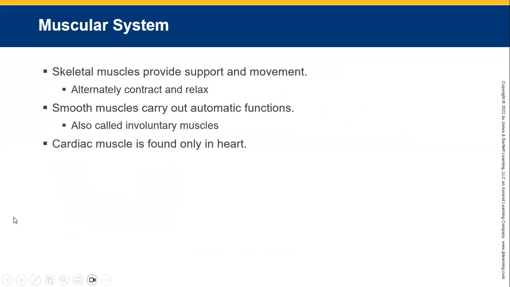All right, the muscular system. Now let's look at the muscular system. It is important for a few things. First of all, there are three different types of muscle. Skeletal muscles supply movement, strength and support for the body. They contract and relax and move our body around.